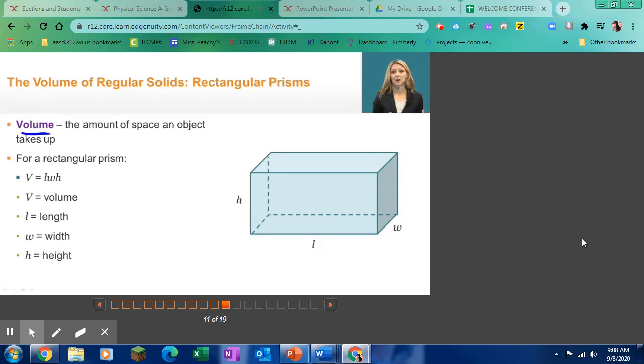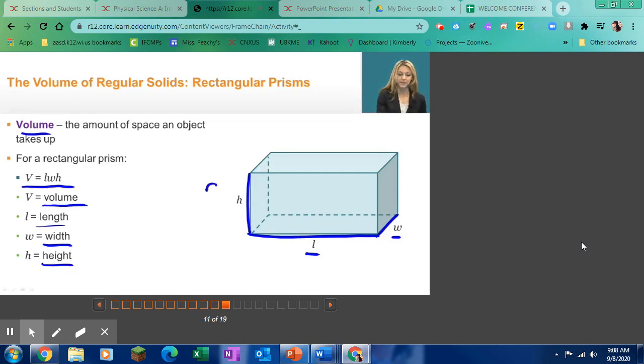For regular solids, like a rectangular prism or box, we can use a formula that is volume equals length times width times height. In this formula, the V stands for volume, the L stands for length, which is found over here, W is width, found over here, and H stands for height, which is right here. The units that we'll be using to measure this is in centimeters.